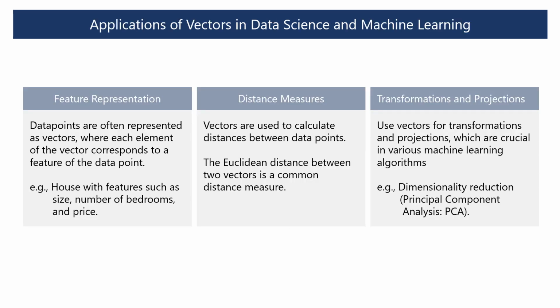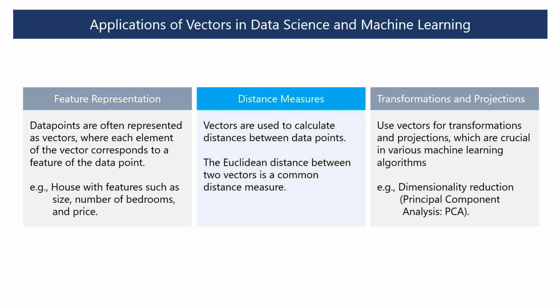Vectors are used extensively in data science and machine learning for various purposes. The first is feature representation. In machine learning, data points are often represented as vectors, where each element of the vector corresponds to a feature of the data point. For example, in a dataset containing information about houses, a vector might represent a house with features such as size, number of bedrooms, and price.